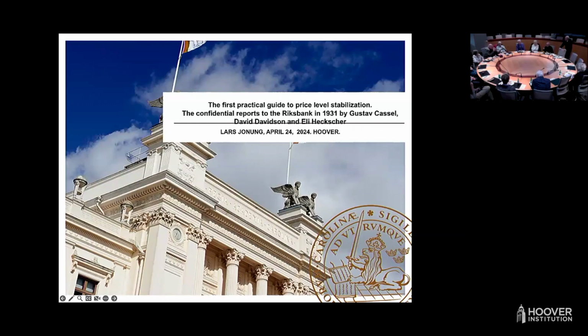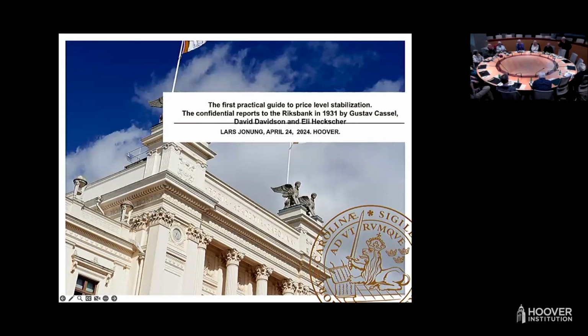But Myrdal wanted a totally different economic system, so how would that fit? Myrdal was not contacted by the Riksbank. He was not invited to give his views. He entered afterwards, a month later. And his ideas were different from Cassel, Heckscher, and Davidson.